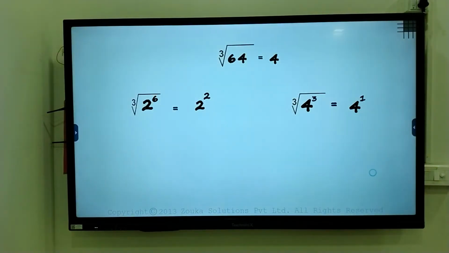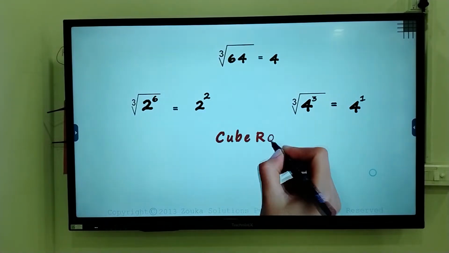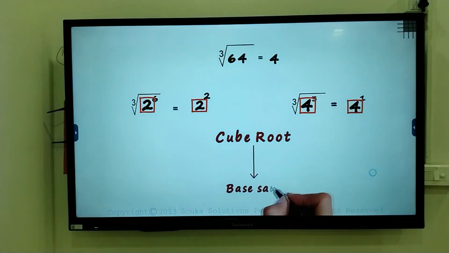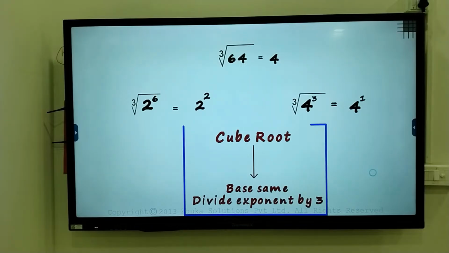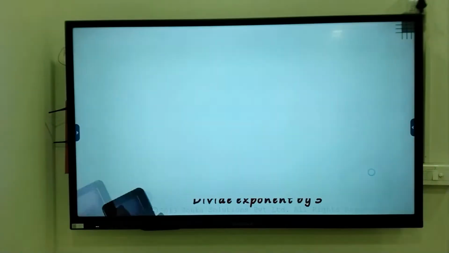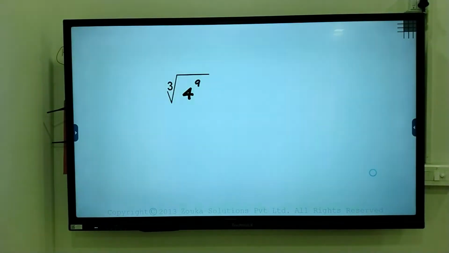What do we observe? Yes, when we take the cube root of a number in exponential form, the base remains the same and the exponent is divided by 3. 6 became 2 and 3 became 1. Remember, when we take the cube root of a number in exponential form, we should keep the base same and divide the exponent by 3. Let's quickly look at a couple of examples. Say we want to find the cube root of 4 raised to 9.